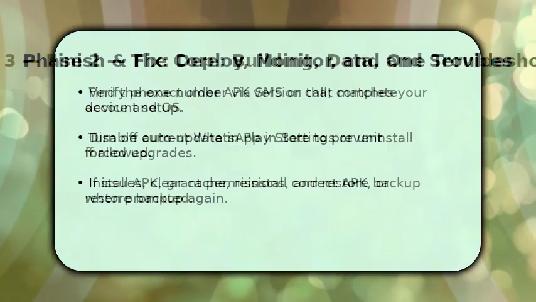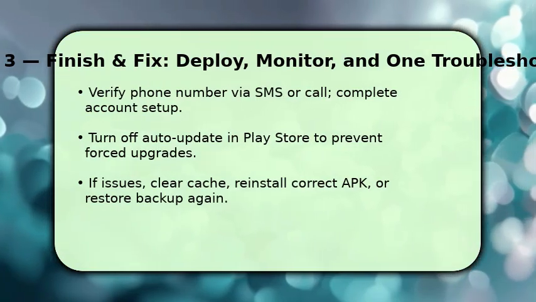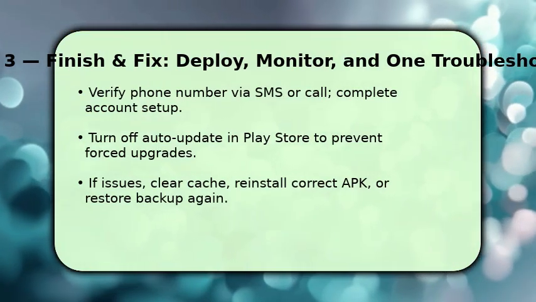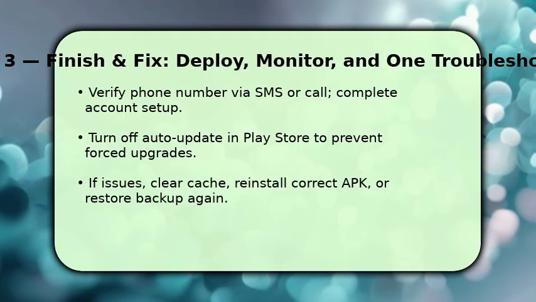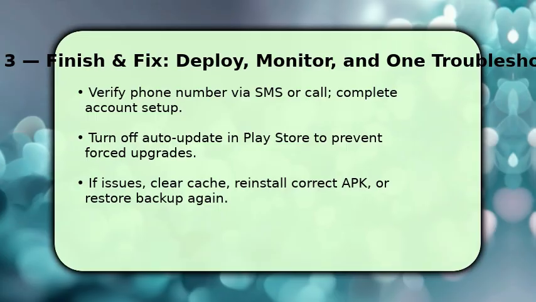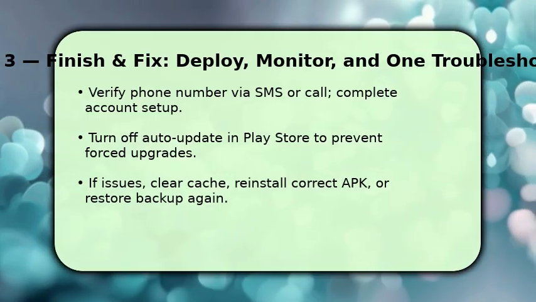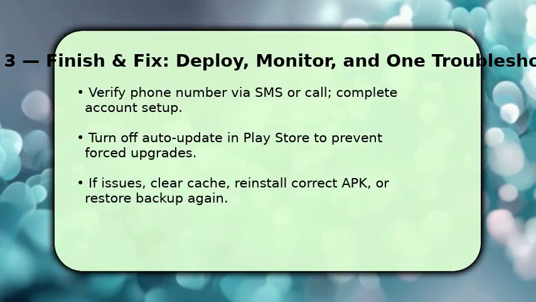Finish by verifying your phone number through the usual SMS or call code. This reconnects your account. Once verified, immediately disable auto-update for WhatsApp in the Play Store so the app won't upgrade itself. You want to stay on the older build.